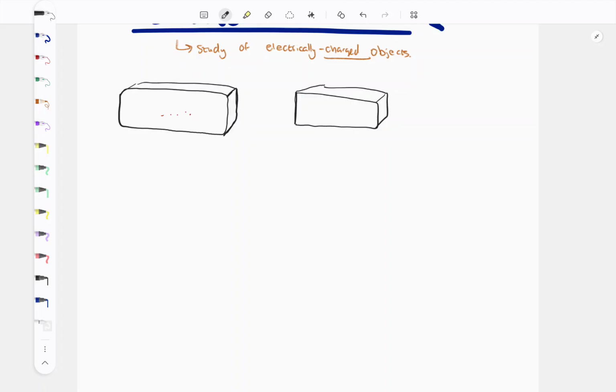So what's happening here is we have 2 metallic bricks made of metal. And because everything is made up of atoms, these atoms will have a certain amount of electrons and protons. If there are more electrons than protons, then something will be slightly negatively charged. If there are more protons than electrons, this will be slightly positively charged.